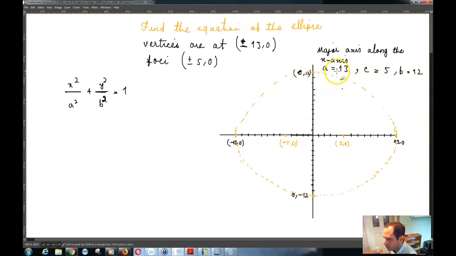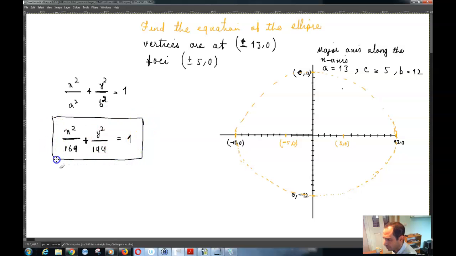So I know my a, I know my b, so I can write x squared over a squared, which is 169, plus y squared over b squared, which is equal to 144, is equal to 1. That is the equation of your ellipse.